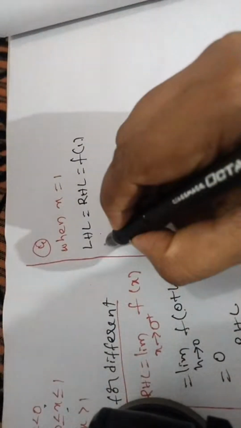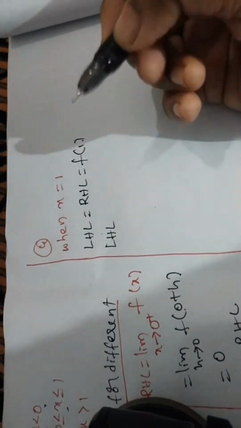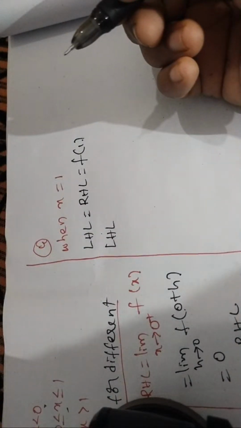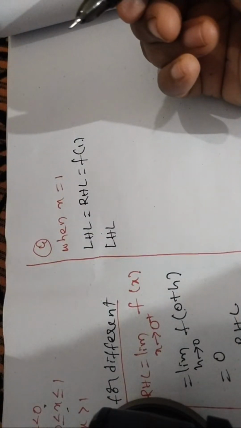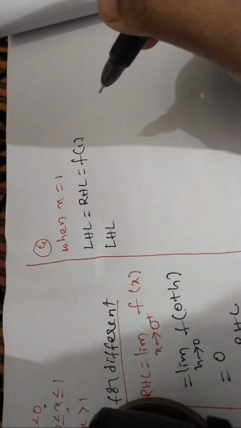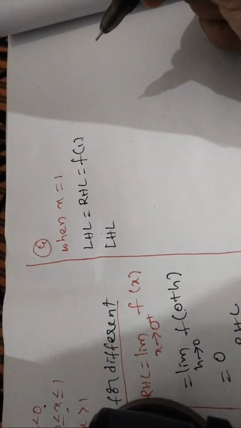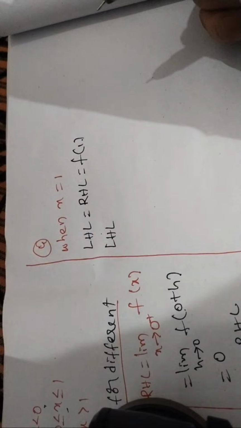So, first we write LHL. Narendra. Who is Narendra? They sent one message to me. And again they deleted the message.